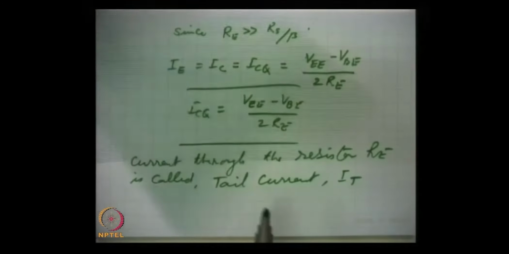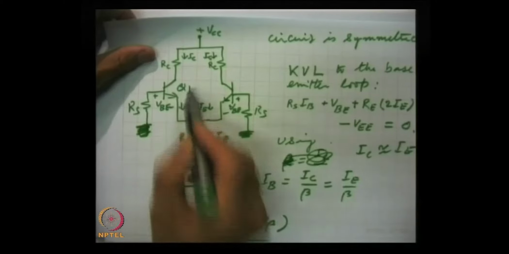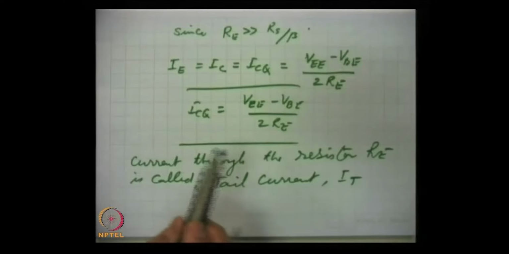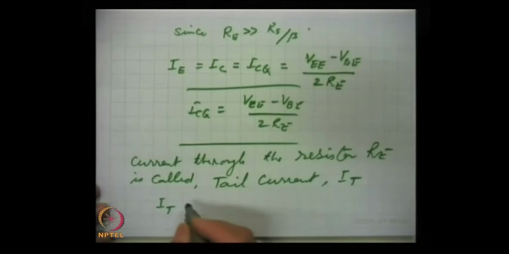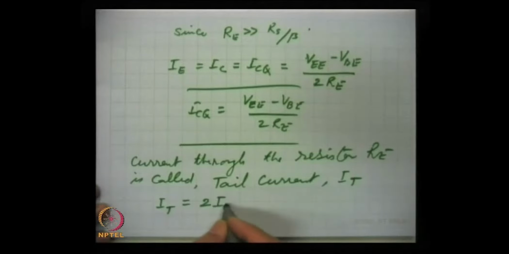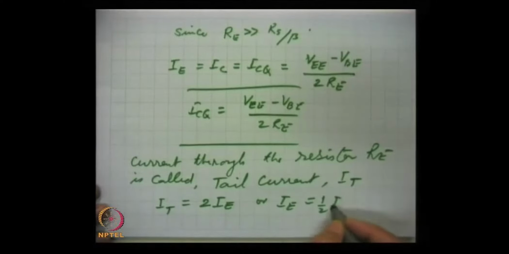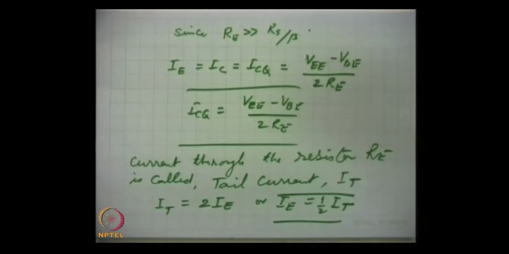And how much is the tail current? 2IE. And why 2IE? Because IE will go from transistor Q1 and IE will go from transistor Q2. So, the tail current IT is equal to 2IE, or IE, the emitter current in each transistor, will be half of tail current IT. This is another useful relation.